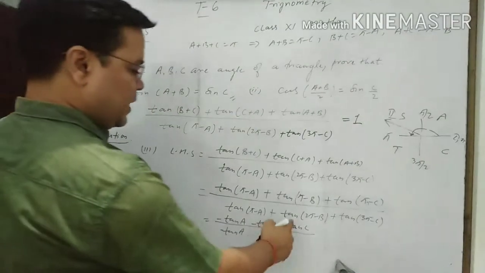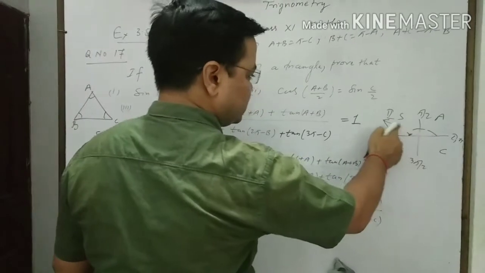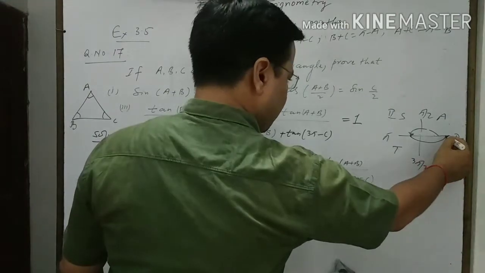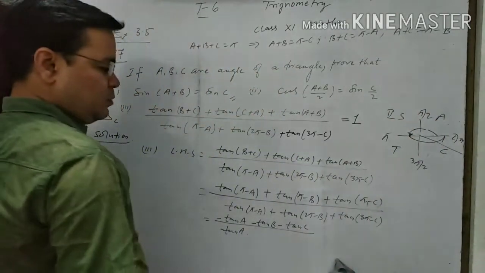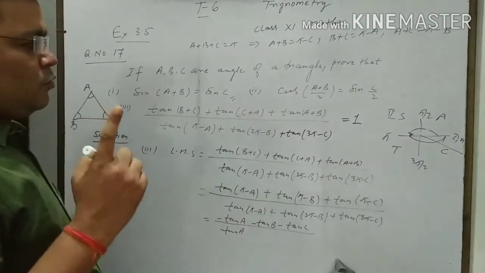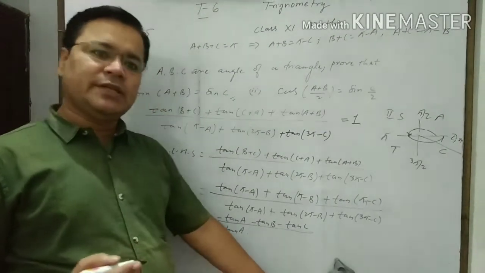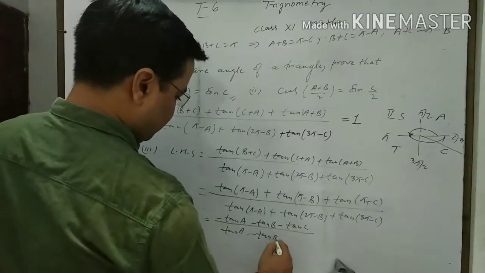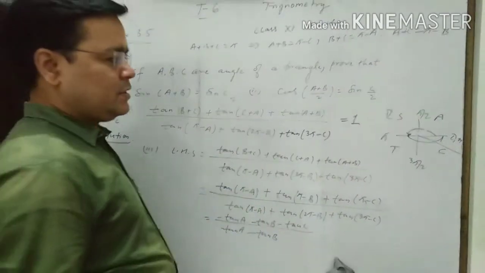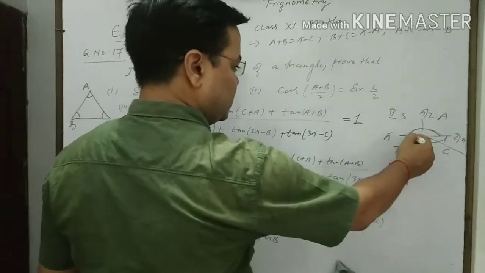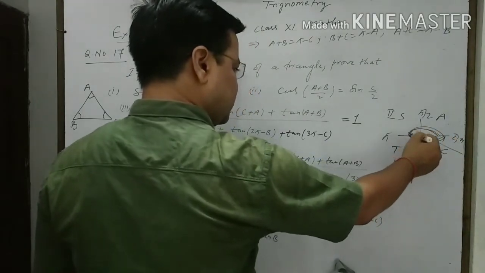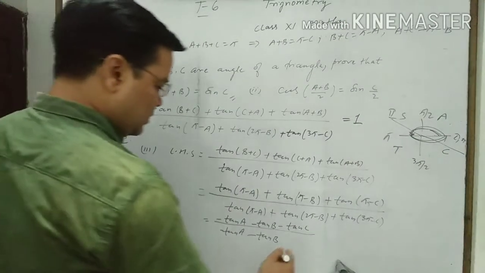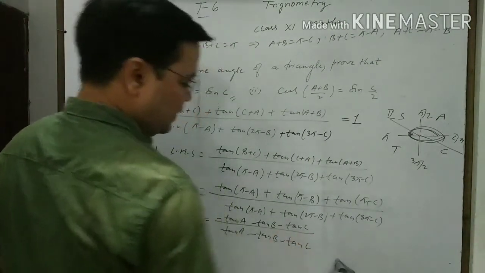Now tan(2 pi minus b). So here it is pi and now 2 pi, and minus b means fourth quadrant, and in the fourth quadrant only cos and sec are positive and the others are negative. Then it will be minus tan b. Now tan(3 pi minus c). So here 1 pi, 2 pi, 3 pi minus c, again in the second quadrant, and in the second quadrant the value of tan is negative. Then it will be minus tan c.